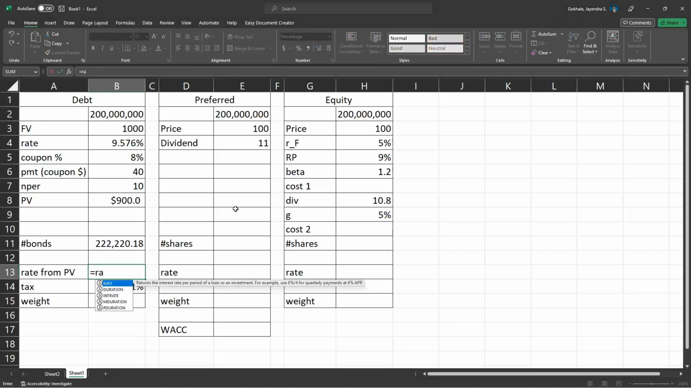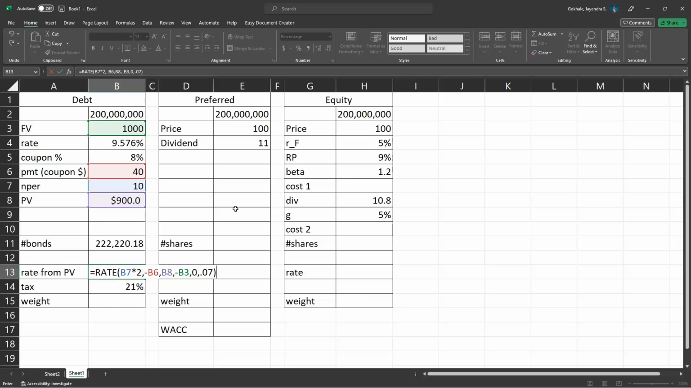So equals RATE. The number of periods is 10 times 2, semi-annual compounding. The payment per period that we are making is $40 every 6 months, and the present value that we received by the sale of these bonds is $900. The future value that we must pay out at the end, at maturity, is $1,000, or the par value. The type is 0, and the guess is my lucky number, 0.07.